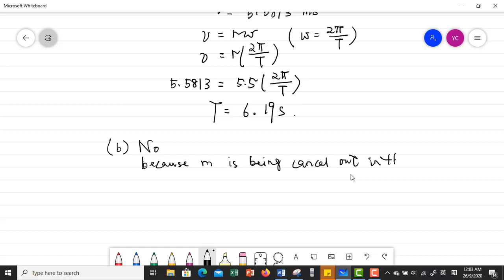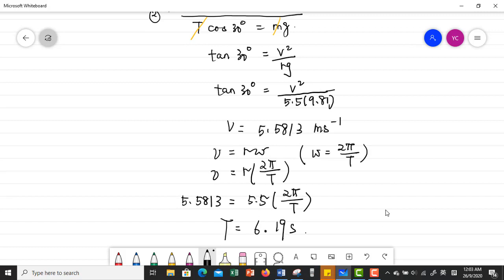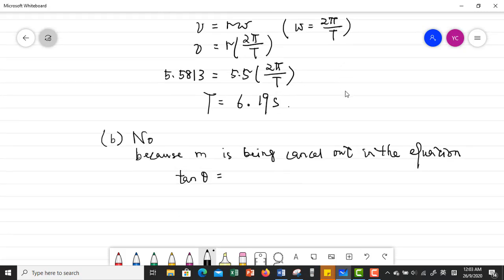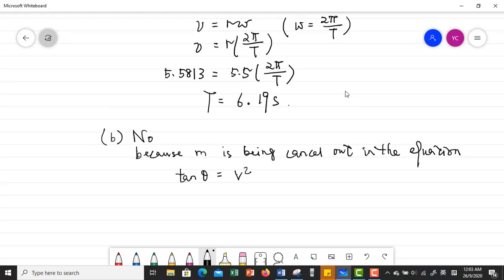We only have tangent theta, which only depends on v squared over rg. So theta is independent of mass.